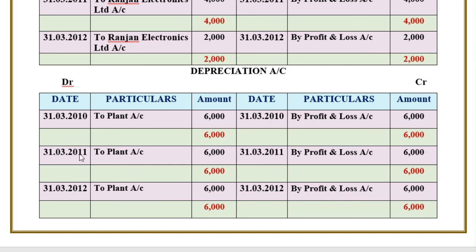Again 31st March 2011, to plant account 6,000 rupees, the second year depreciation, and transfer this 6,000 rupees to profit and loss account. The same day, 31st March 2011, 6,000 rupees. And 31st March 2012, you have to charge depreciation here. So depreciation account to plant account 6,000 rupees, and you transfer this depreciation amount to profit and loss account, by profit and loss account 6,000 rupees. And this is how you have to prepare the ledger accounts.